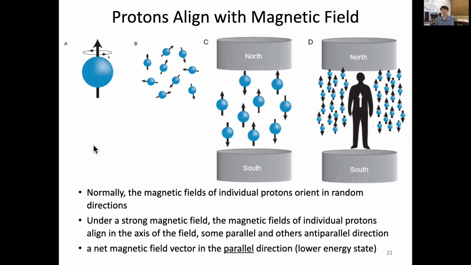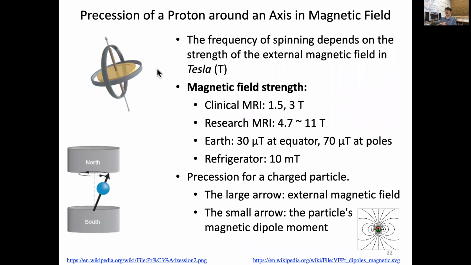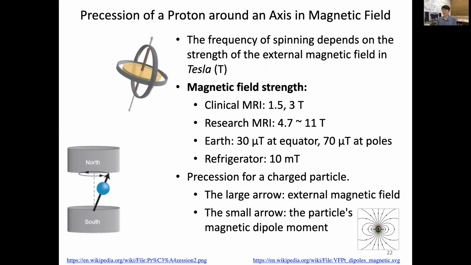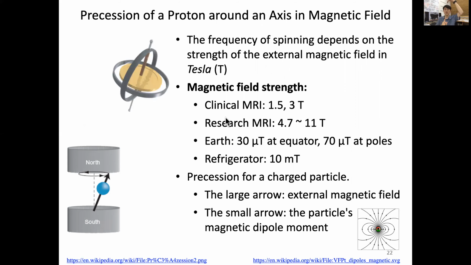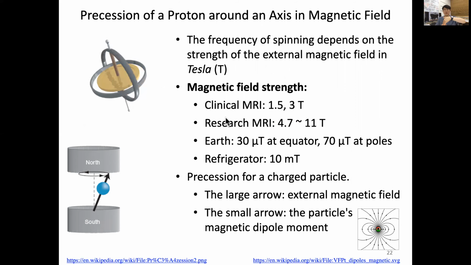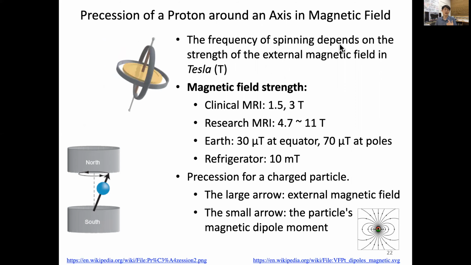Now I'm going to discuss the precession of a proton around an axis in that strong magnetic field. Have you noticed that precession is like a gyroscope? Have you ever played with a gyroscope? In the gyroscope case, there's a static field, which is the gravitational field, and the rotational momentum makes it precess. Likewise, the frequency of the spinning depends on the strength of the external magnetic field, which is in Tesla.